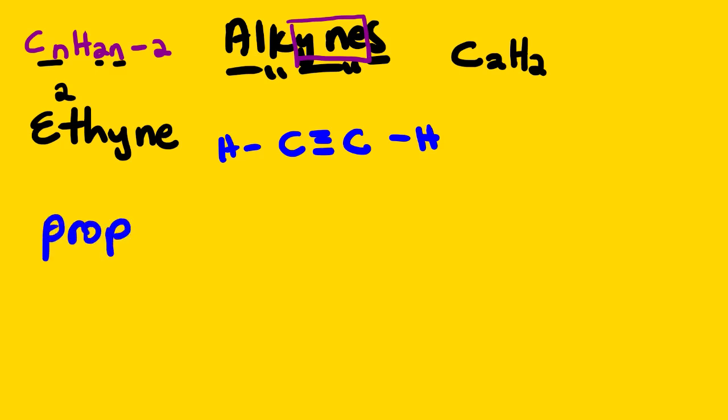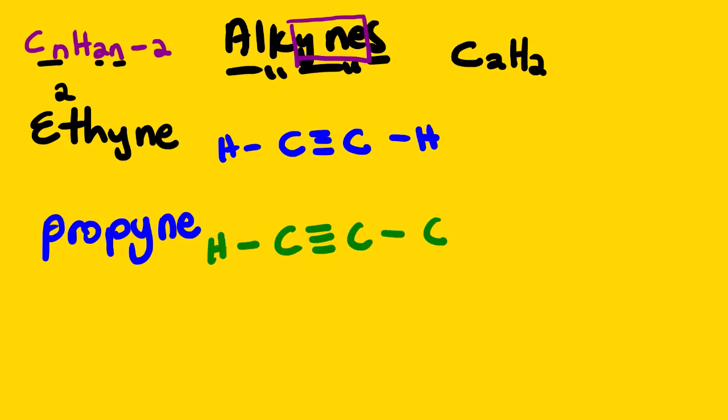Propyne. If we have something like this, it simply means that we have our triple bond on the first carbon. We can put it here or we can put it here, it doesn't matter. We have our hydrogen here, and then we have our hydrogens here. Then looking at this structural formula, our molecular formula will be C3H4.